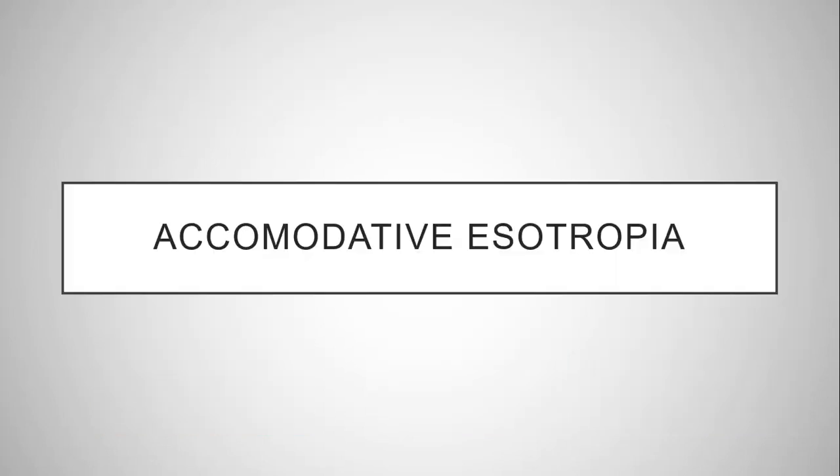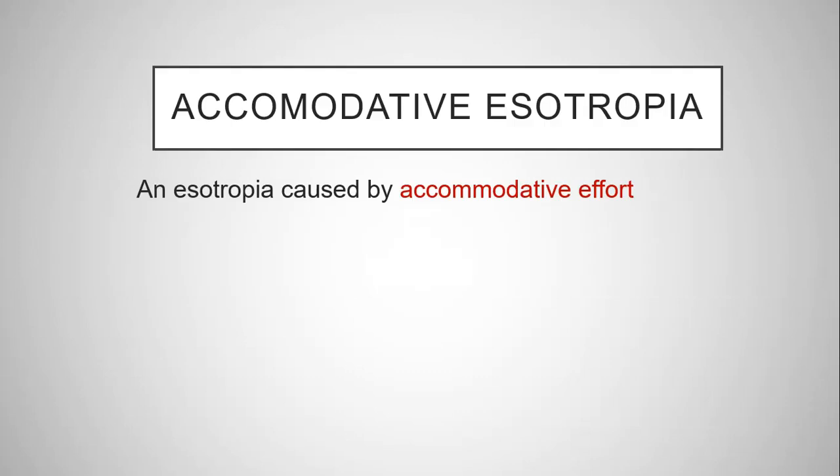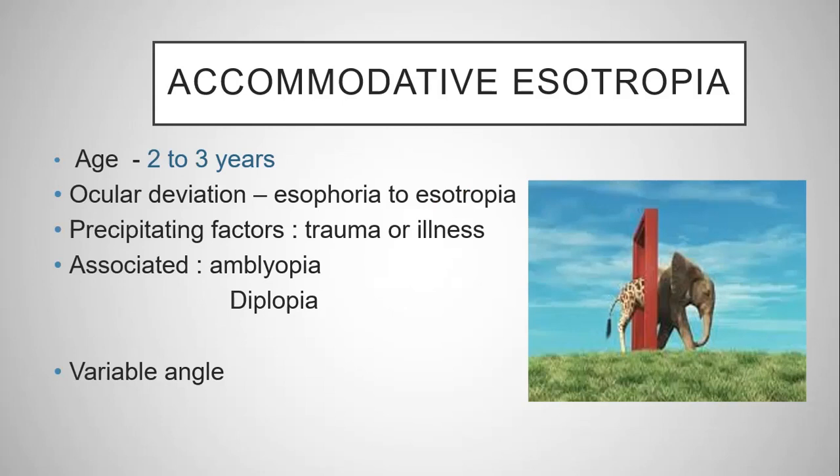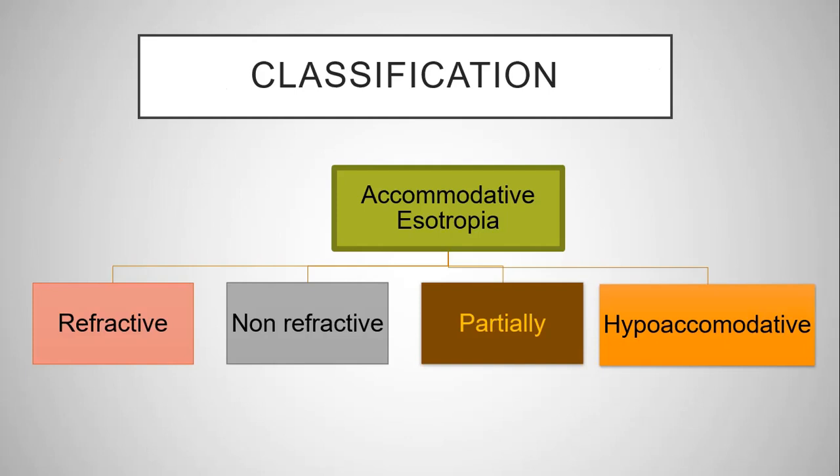Next is accommodative esotropia. Accommodative esotropia is caused by accommodative effort, and an excessive effect of accommodation results in inward deviation of the eye. The age group is not like congenital; it is 2 to 3 years of age. The ocular deviation goes from esophoria to esotropia, mostly associated with amblyopia, and sometimes the child complains of diplopia, with variable angles. It is classified as refractive, non-refractive, partial, and hypoaccommodative.